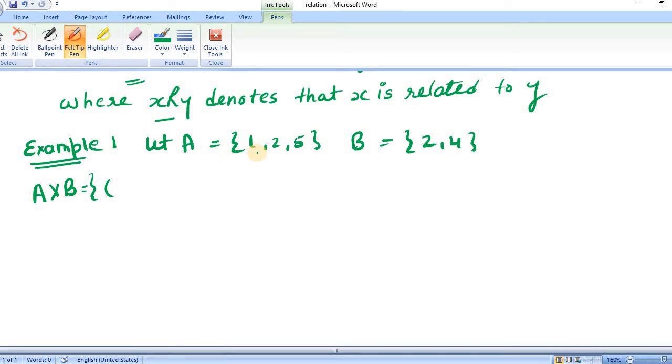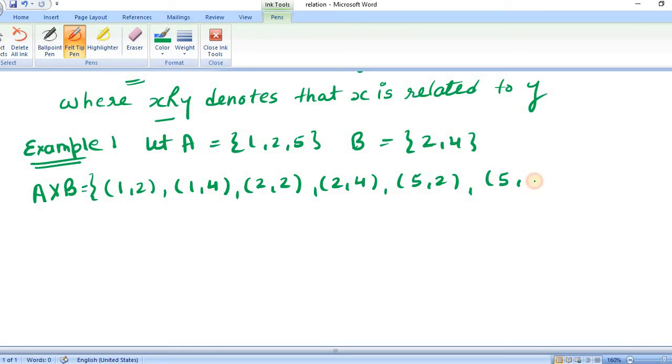So what is A cross B? It's the ordered pairs like (1, 2), then (1, 4) and so on. So (1, 2) is the first ordered pair, (1, 4) will be the second ordered pair, (2, 2) will be the third ordered pair, then (2, 4), then we have (5, 2), and then we have (5, 4). This is the Cartesian product which contains all the ordered pairs here, and this Cartesian product is from set A to set B.